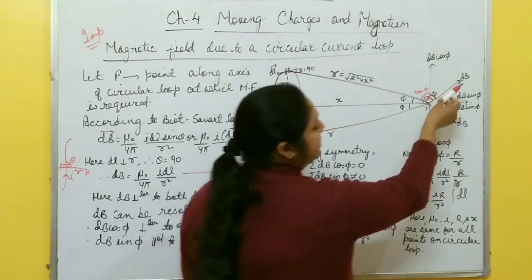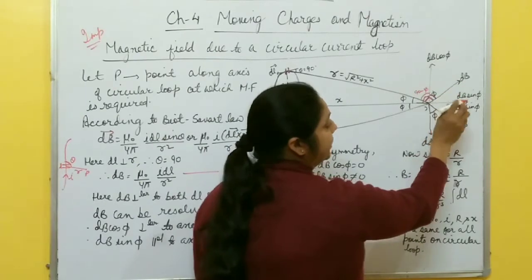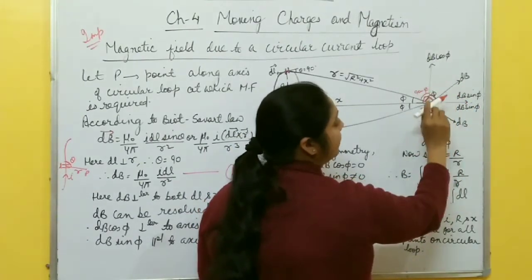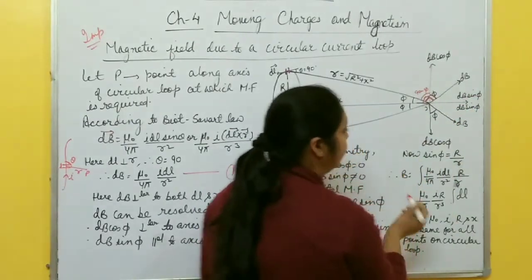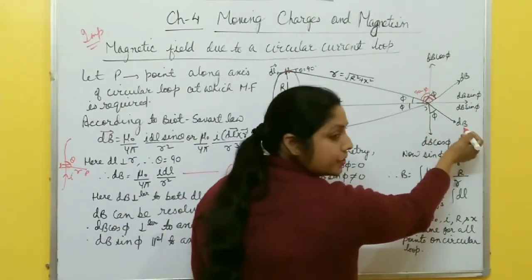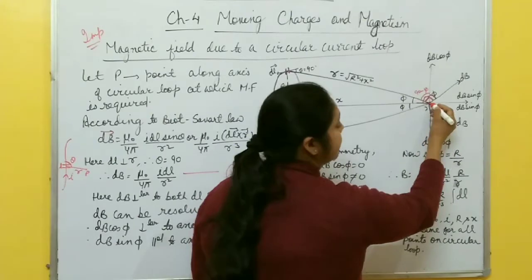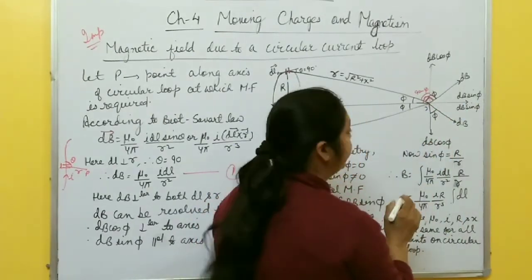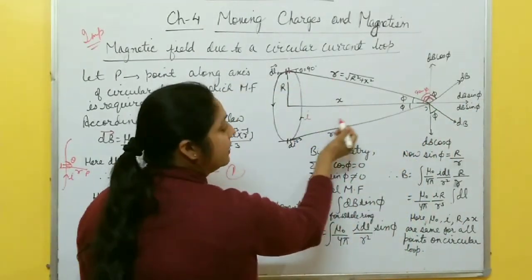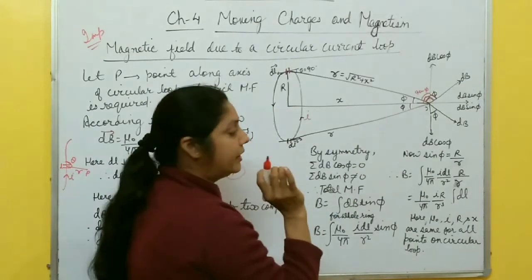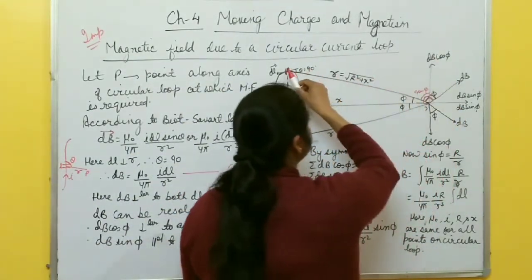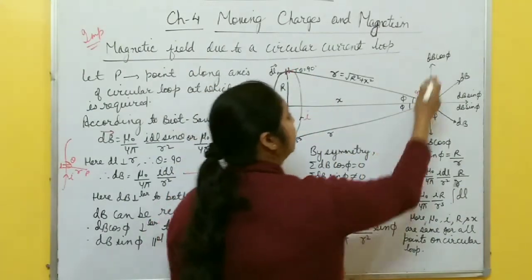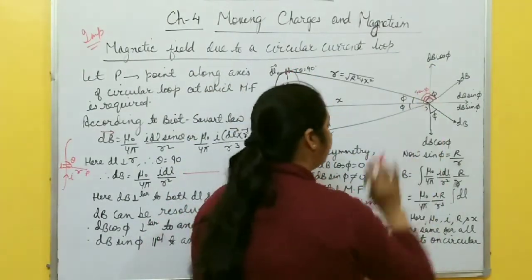Now you resolve this dB into two components, one along the axis and one perpendicular. So along this one is dB cos phi and this side dB sin phi. In the same way, this dB is also resolved into two components, dB cos phi and dB sin phi. Here the distance r is the same, so the magnitude dB is the same. But this dB cos phi, due to the first current element at the top and the one at the bottom, are opposite to each other, and they cancel each other.